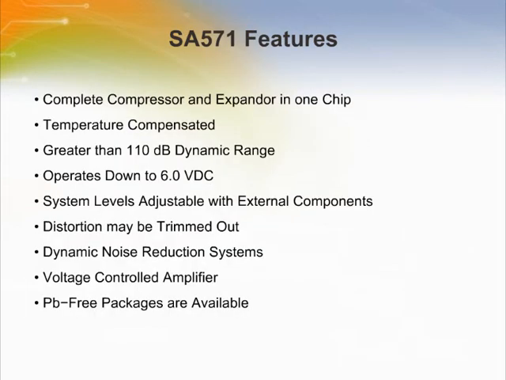The SA571 is a versatile low-cost dual-gain control circuit in which either channel may be used as a dynamic range compressor or expander. Each channel has a full-wave rectifier to detect the average value of a signal, a linearized temperature-compensated variable gain cell, and an operational amplifier.